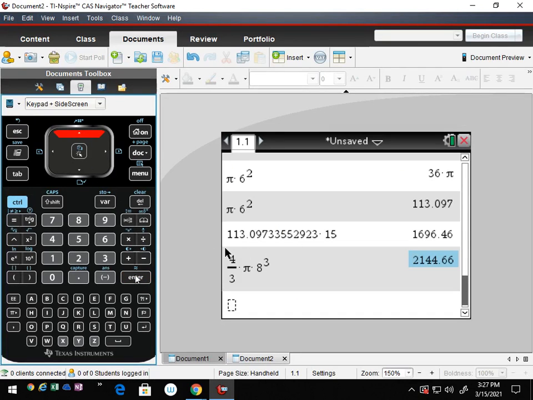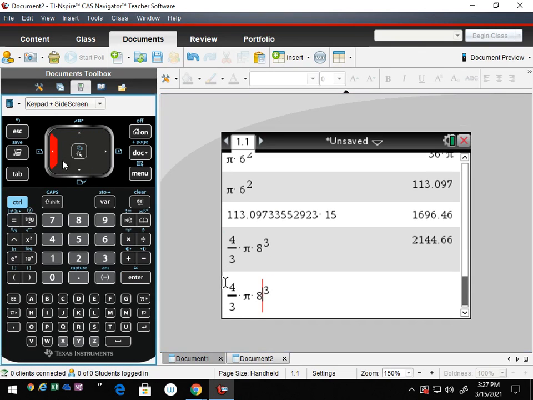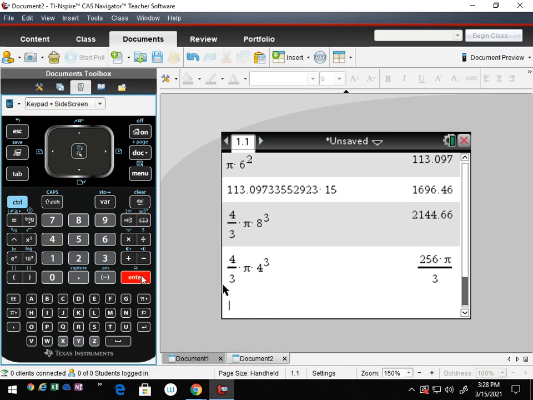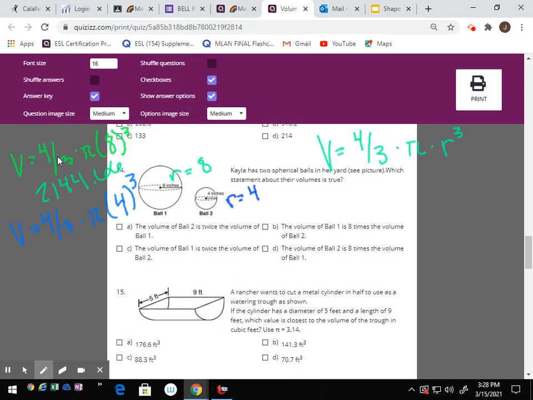So what we'll do is we'll just arrow up to this right here. We'll just press enter so we have everything. We'll go back to our 8. So we'll just arrow back over to 8. We'll change our 8 to a 4 this time for our second ball because our second radius was a 4. We'll press enter, and we see our volume for the second ball is 268.08.